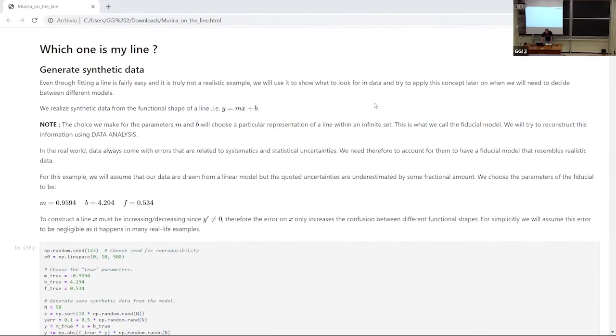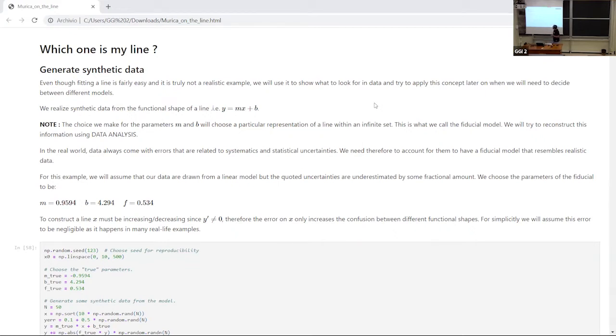So let us start by generating the data themselves. We start by creating a synthetic realization of this data based on the functional shape of a line. So basically this is the equation y equal to mx plus b. And what we want to do is to use data analysis to infer back from the data the values of b and m and their uncertainties.